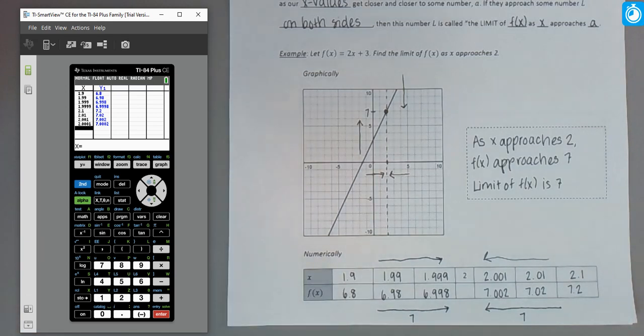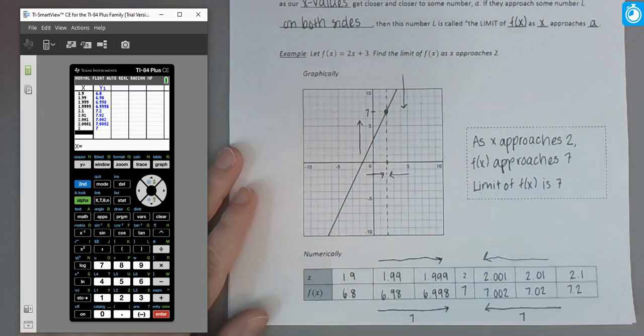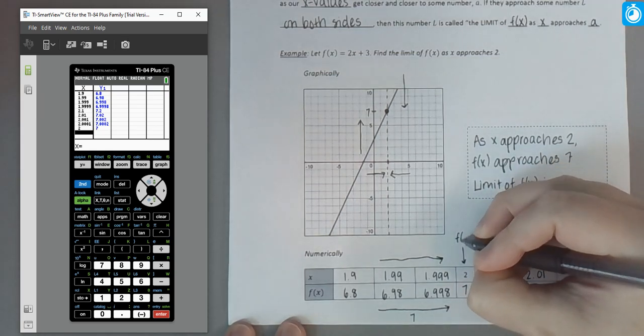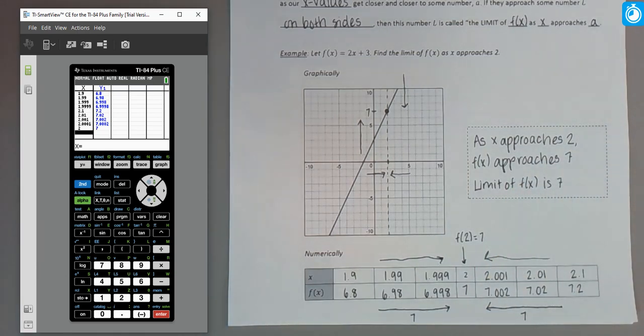Now what happens at 2 itself? Let's input a 2. At 2 itself, the associated y value is 7. So this in particular tells us that f of 2 is equal to 7. So the actual function value at x equals 2 is going to be 7. That's the y value associated with an x value of 2.